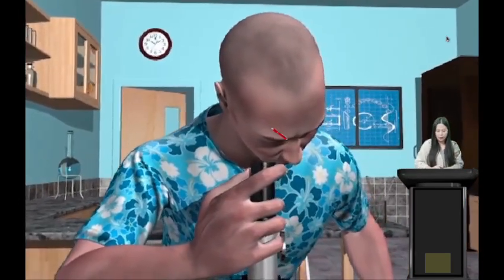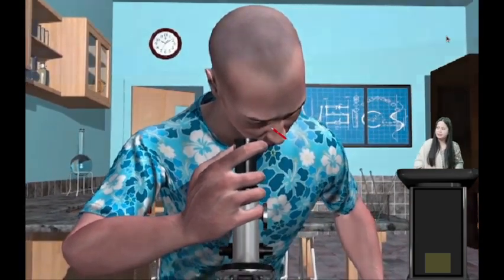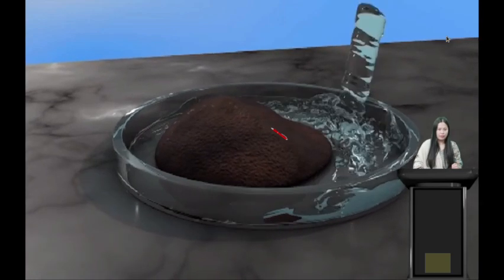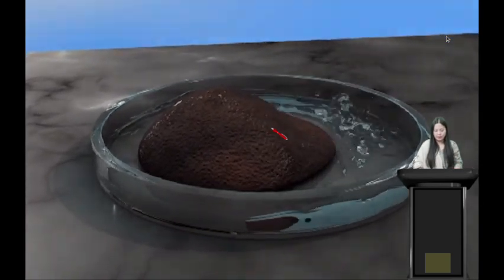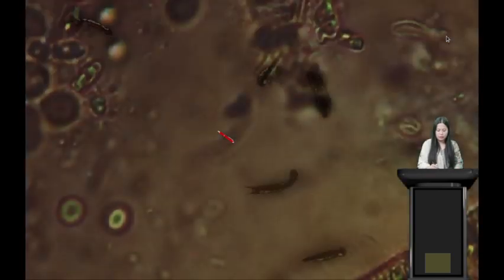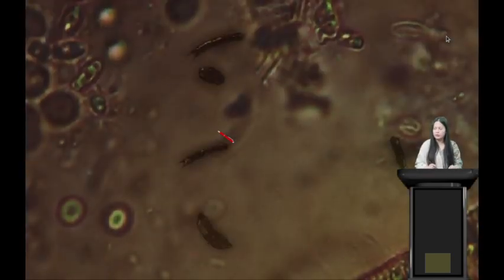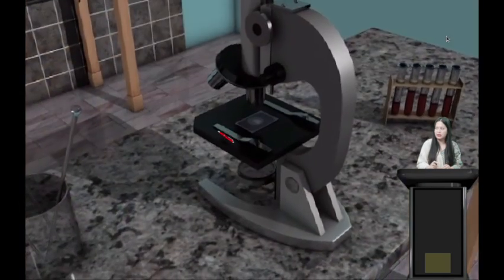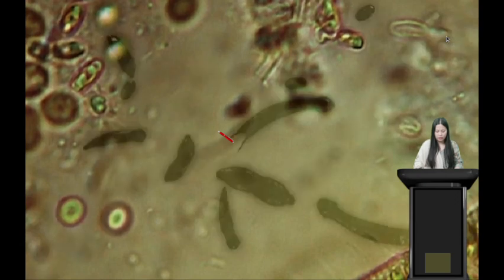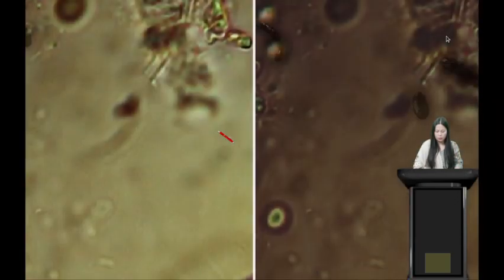Now here we see a science teacher. He is observing using a microscope. So let us see here. We took some dirt, mixed it with water, took a small portion of it and viewed it under the microscope. This is what we will see. Here we see small organisms which are not visible to our naked eyes.